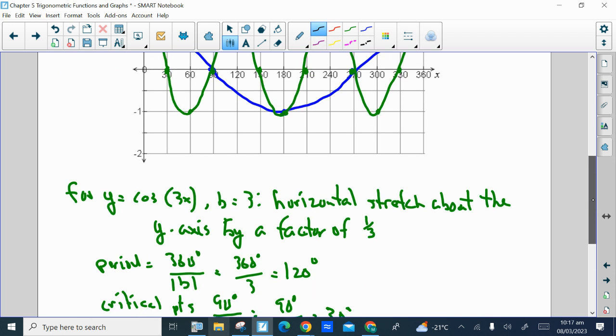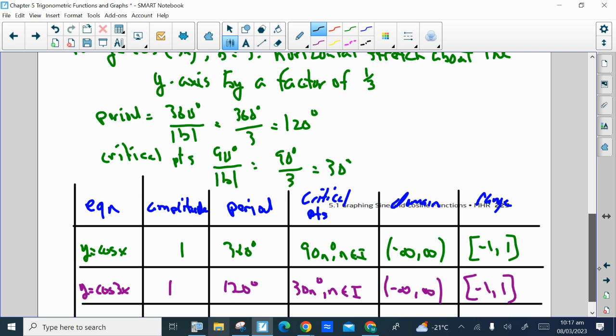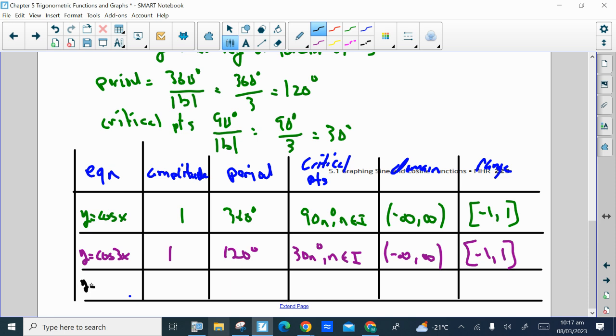Now, for cosine of 1/3 x, the amplitude doesn't change, but our period will change. Remember, our period is 360 degrees divided by b, the absolute value of b actually. So in this case, you're going to divide 360 by 1/3. That's going to give us 1080 degrees. It's the same as multiplying 360 by 3.